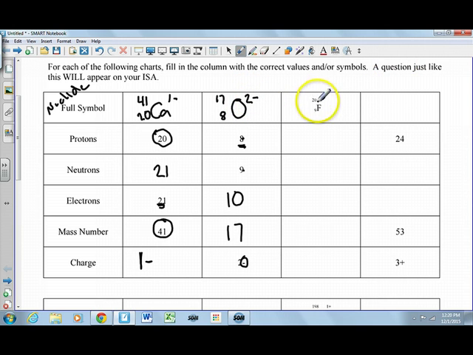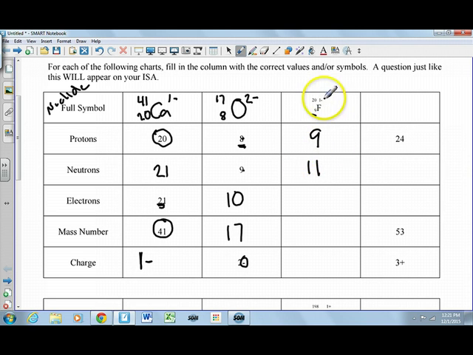Now here we're given just the symbol. Given the full nuclide symbol, we should be able to determine the numbers of protons, neutrons, electrons, mass number, and charge. We can just go down the list. Number of protons, 9. That's that number right there. Number of neutrons: this plus the number of neutrons equals 20, so we subtract to get 11. 9 plus 11 is 20, that's fine.